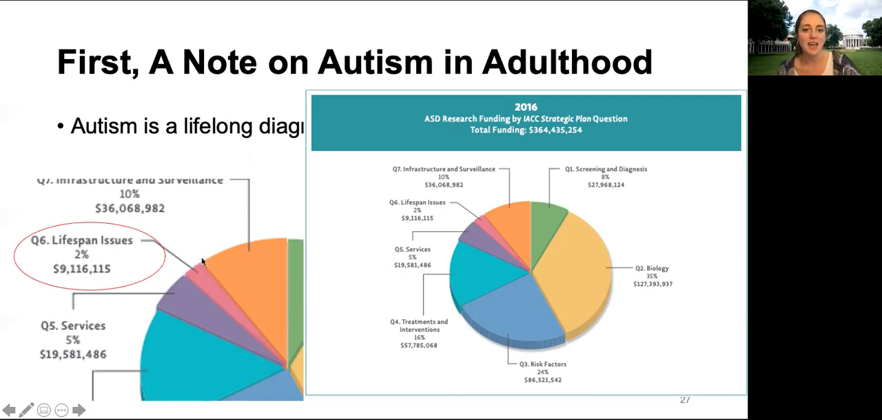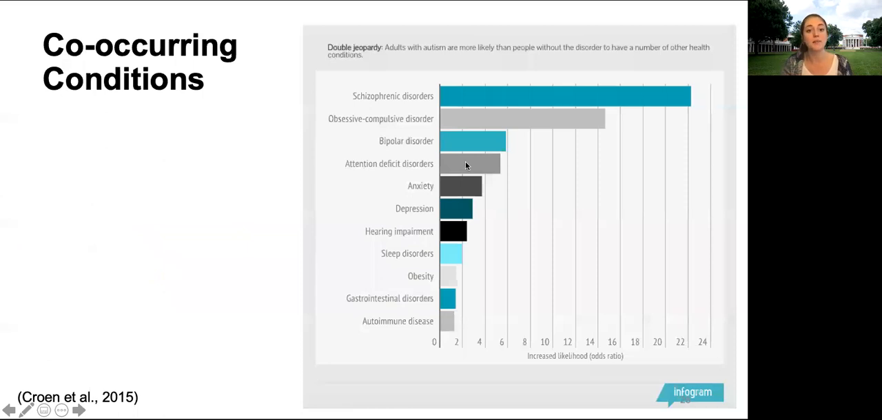That's not to say adults can't benefit from research on services and treatments, et cetera, but it is important to think about, well, autism is a lifelong condition, and we spend very little money understanding what the experiences of autistic adults are once they reach adulthood and age out of services that are often provided through school systems or focusing on reaching autistic children. So that is just a bit of a note on autism in adulthood, but also I want to talk some about common co-occurring conditions that we see.